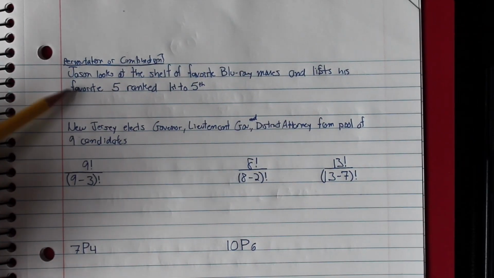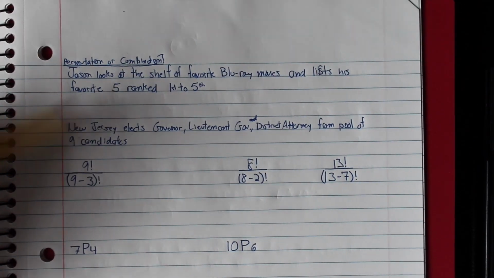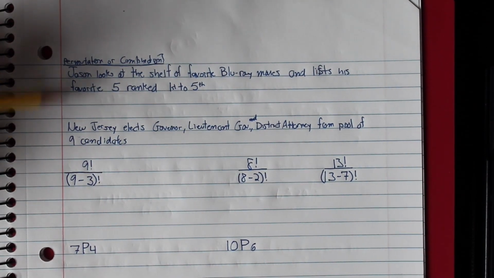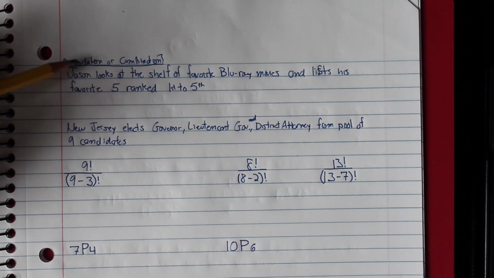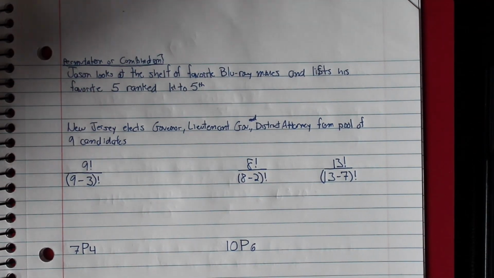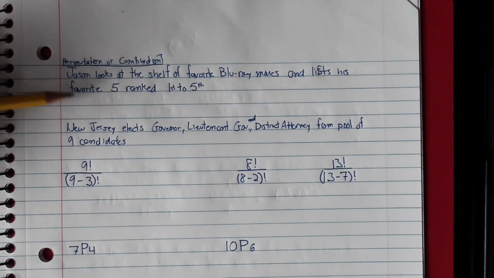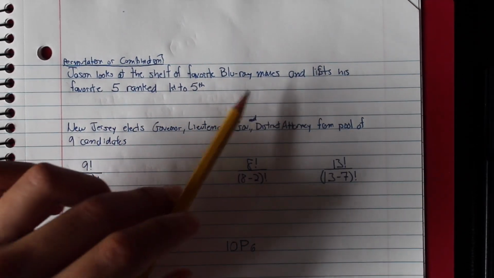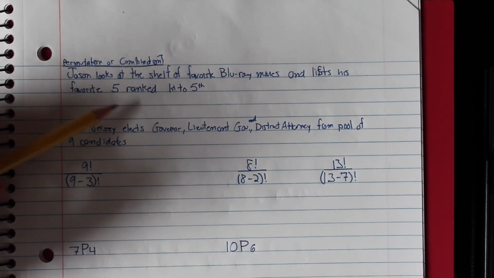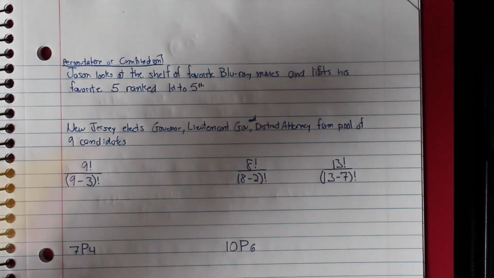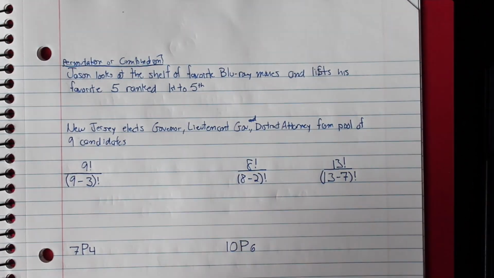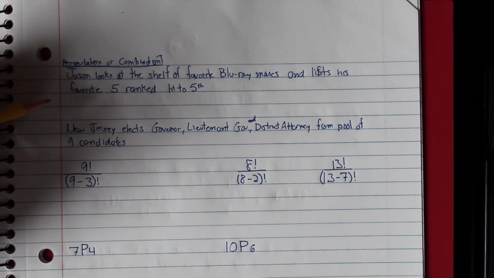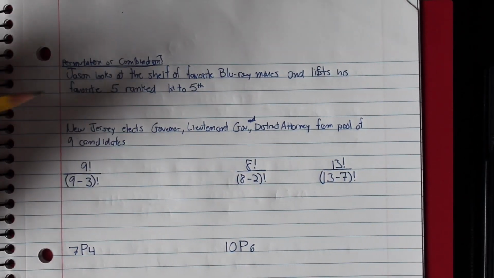Okay, so here, these 2 are not really math, I guess, but they're still problems that you might get. And here it says, is this permutation or combination? I'm just going to tell you right now, obviously these are permutations, but I'm going to explain why. So Jason looks at the shelf of his favorite Blu-ray movies and lists his favorite 5 ranked from first to 5th, right? He's going to rank his favorite movies. So we know that this is a permutation because it's ranking something. He's putting it in order.